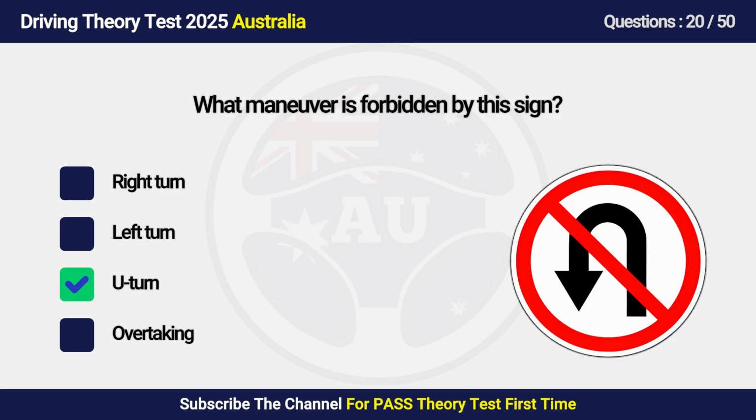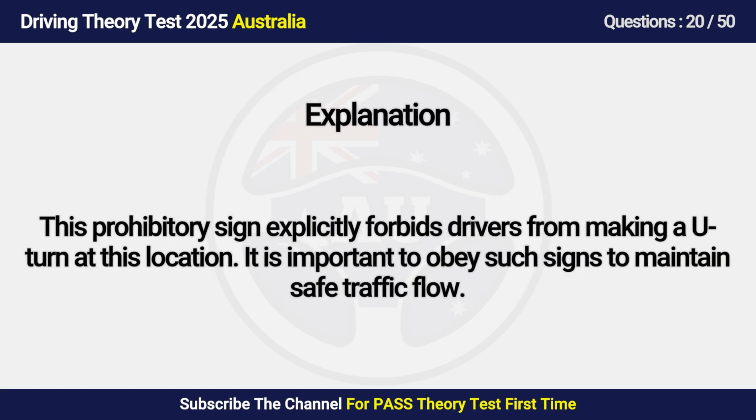Answer is C. U-turn. This prohibitory sign explicitly forbids drivers from making a U-turn at this location. It is important to obey such signs to maintain safe traffic flow.